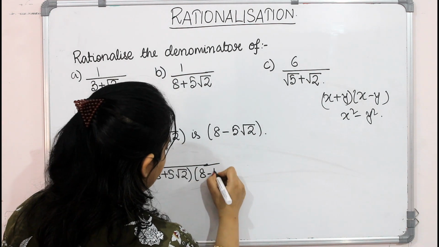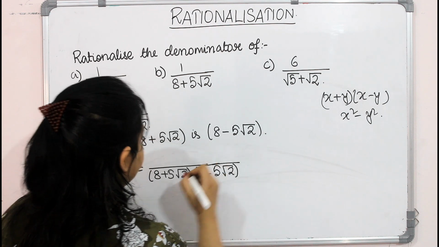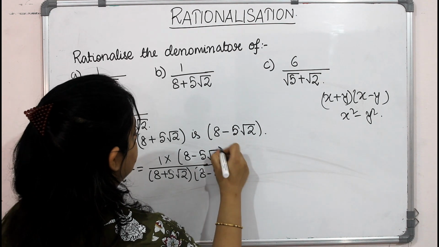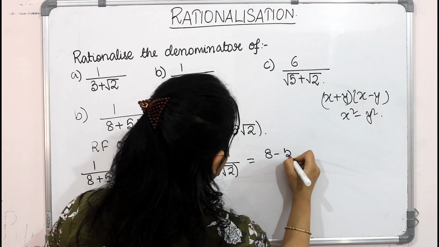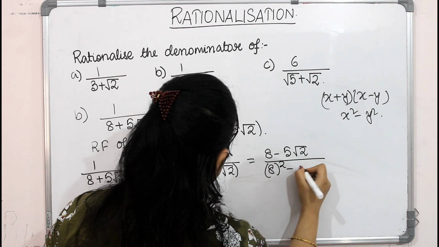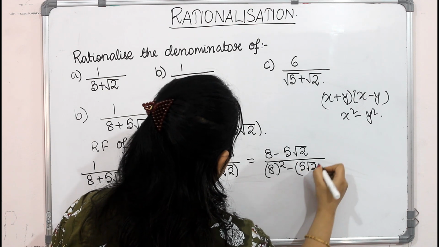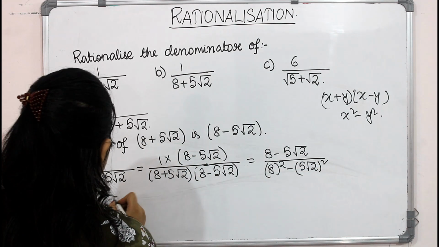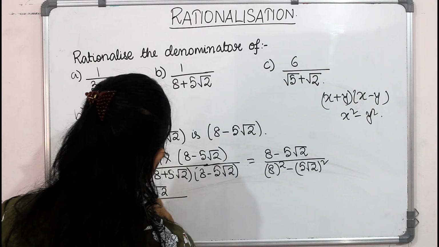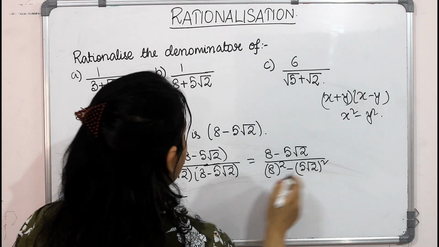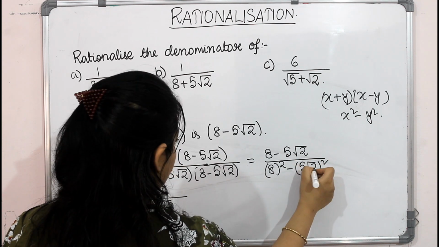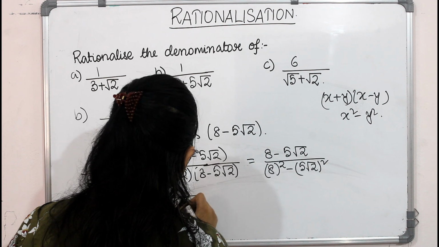So 8 minus 5 root 2. So this will be 1 into 8 minus 5 root 2. So this is 8 minus 5 root 2. This is 8 square minus 5 root 2 whole square. So this will be 8 minus 5 root 2. 8 square, that is 64, minus 5 square is how much? 25. Root 2, this gets cancelled. Root 2 and square get cancelled. Root gets removed. So this is 2.